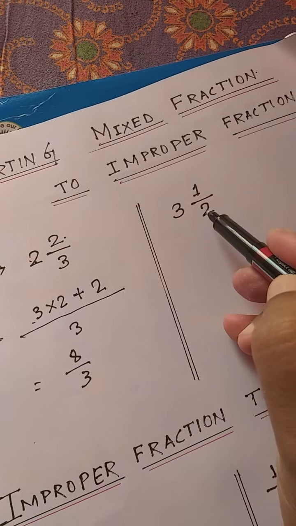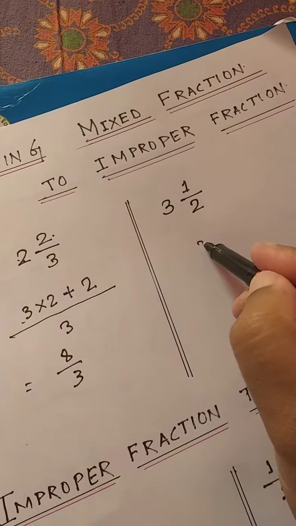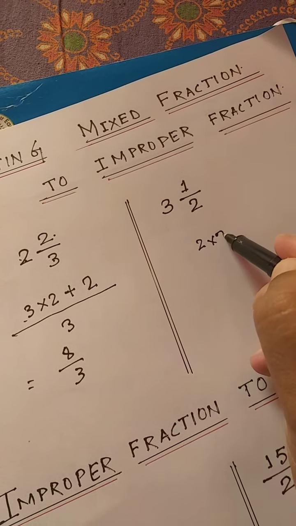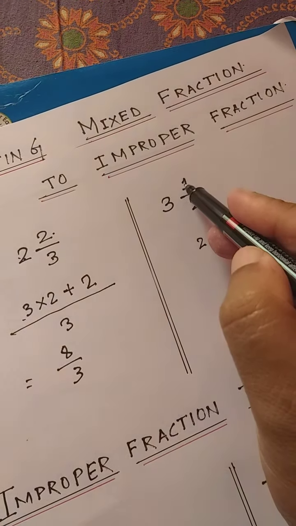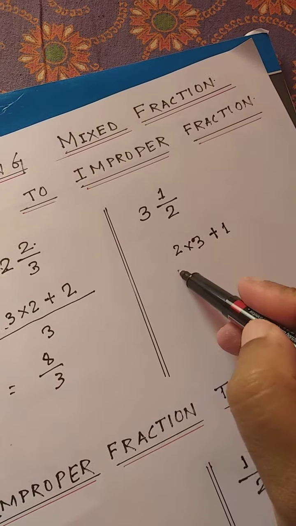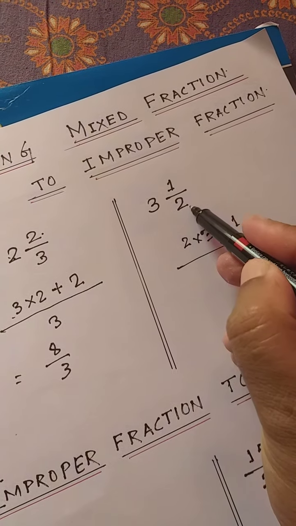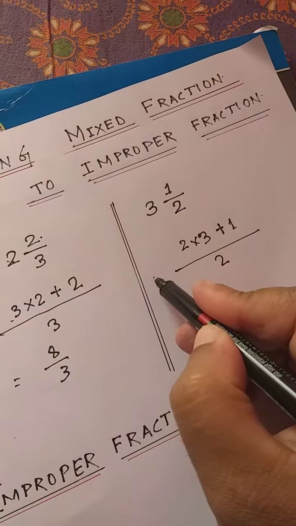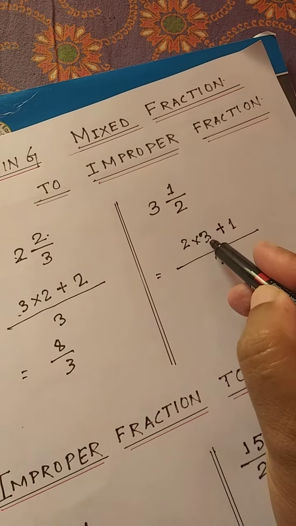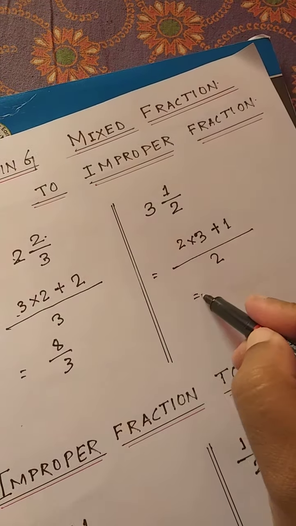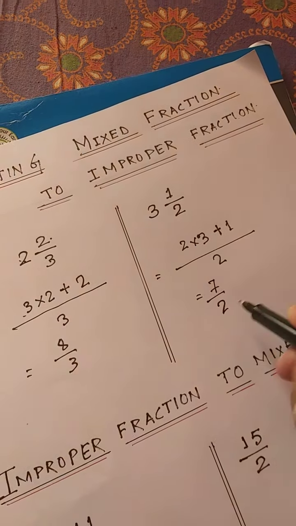Let's see another one. 3, 2. So we'll multiply 3 into 2, 2 into 3. Then we'll add what? 1. Now what is the denominator, students? Yes, 2. So we'll write 2 here. So 2 3s are 6. 6 plus 1, 7. So the answer is 7 by 2.